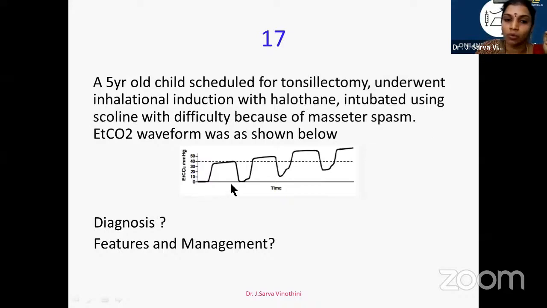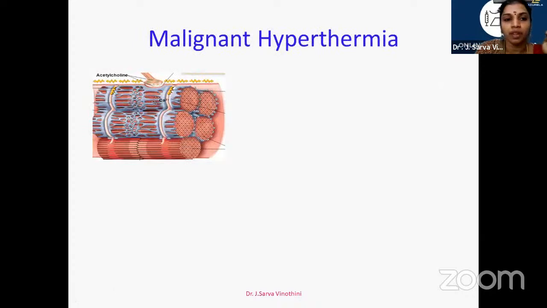And here in ETCO2, we see an exponential rise in the ETCO2. In just 4 breaths, we can see the ETCO2 has jumped from 40 to more than 60. So we have to think in terms of malignant hyperthermia.